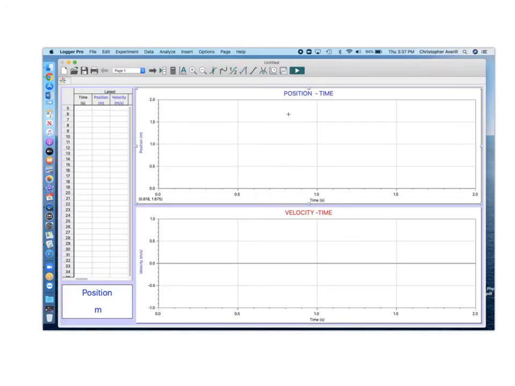Okay, I've pre-recorded for you some graphs where we've used the motion detector to measure the position time of a box moving in front of it. Simultaneously, we'll get to see what happens to velocity on this graph down here. So the first graph that we're going to be looking at is the motion of a stationary box that's just standing still in front of the motion detector.